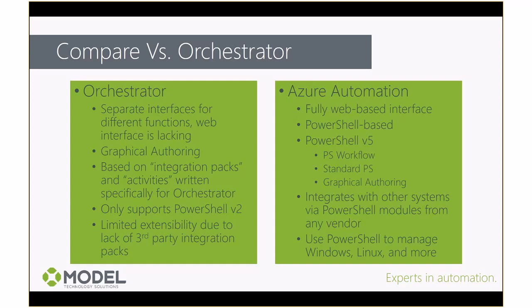So you've got a lot more flexibility and a lot more capability there. Additionally, on the Orchestrator side, it supports PowerShell V2. Not exactly the most recent. There's a lot of fun we've had to do when making automation in Orchestrator that's involved working around the limitations of PowerShell V2. Whereas Azure Automation is built on PowerShell V5, and it updates as PowerShell updates. So you have full access to anything you want to do in PowerShell in Azure Automation.